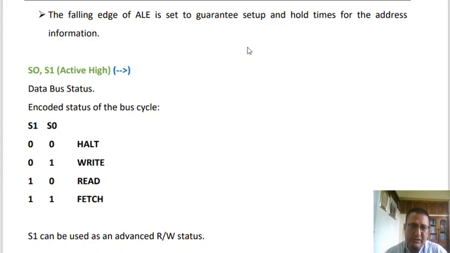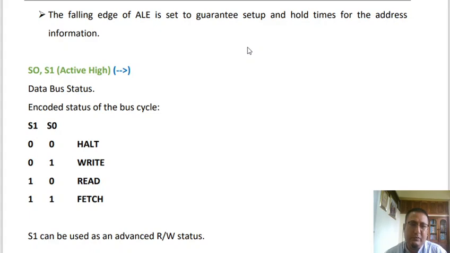If S1 is 0 and S0 is 1, then it's write. If it is 1 and 0, it is read. And when it's 1 and 1, it represents fetch. So 0, 0 represents halt, 0, 1 represents write, 1, 0 represents read, and 1, 1 represents fetch.